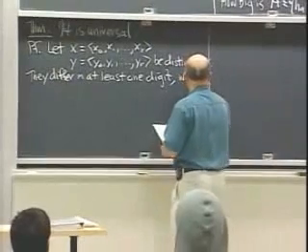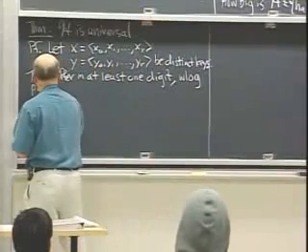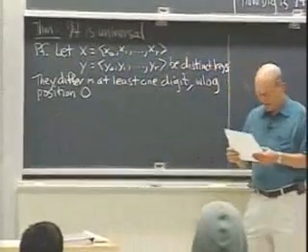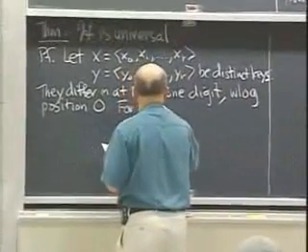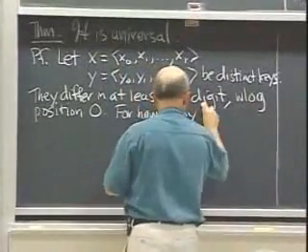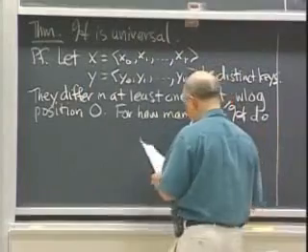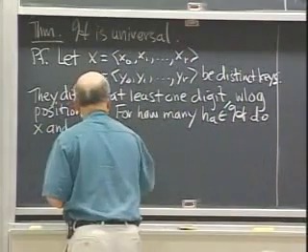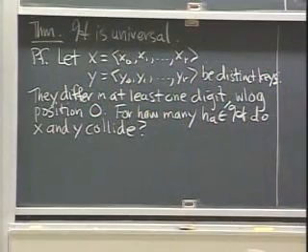So let's say, without loss of generality, position 0. Because all the positions are symmetric here. And so now we need to ask the question: for how many hash functions in our purportedly universal set do x and y collide? Okay, we've got to count them up. So how often do they collide?